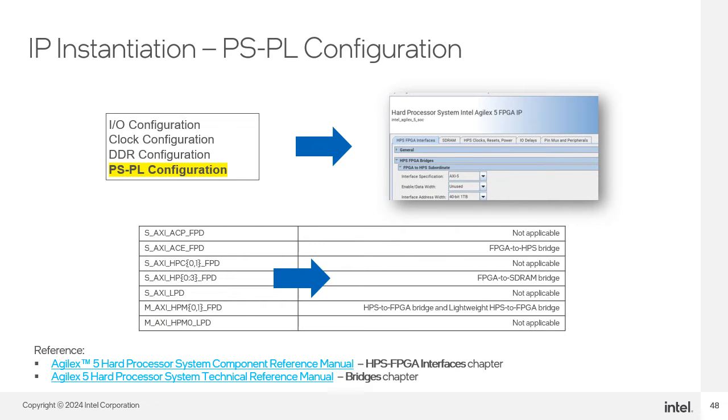You can configure the FPGA HPS interface configuration on the tab with the same name. Here's a mapping of the interfaces available in the Zynq PS with their equivalent bridge interfaces in the Agilex 5 HPS.